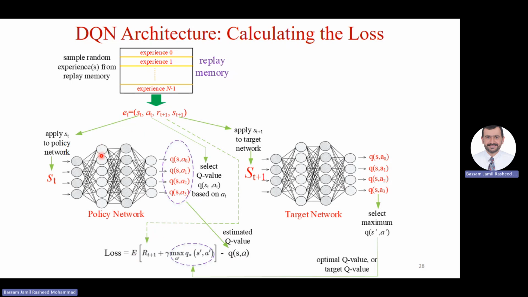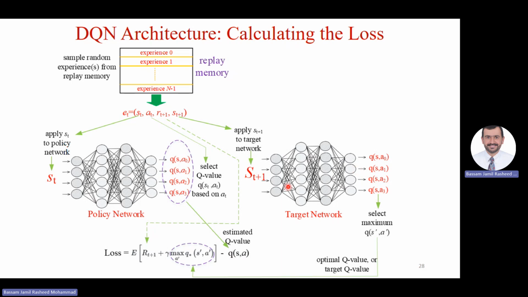Again, why did we separate them into two networks? I can always use ST plus 1, plug it in here, get these actions, get the maximum, and plug it in this equation. But I'm using this second neural network so that I can have more stability in my simulation. And every once in a while, I will copy the policy network into the target network. I will sync them, but not every step, only every once in a while.